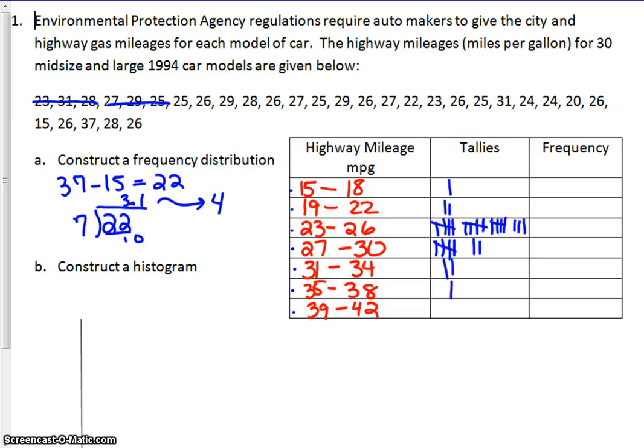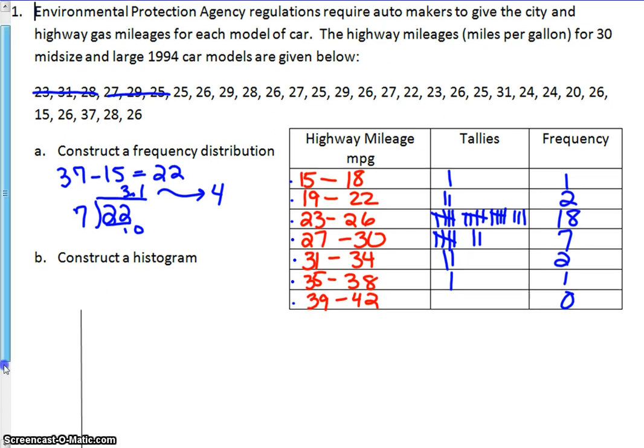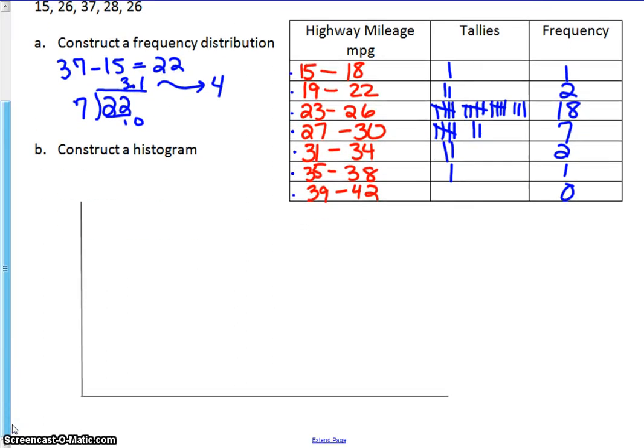Okay, now I've gone through the whole list and I've recorded their tallies. What I found is that there's 1 value between 15 and 18, 2 between 19 and 22, 18 values between 23 and 26, 8 values, or excuse me, 7. I can't read my own writing there. Sorry about that. 7 values in the next class, then 2, 1, and 0. So the next idea is I need to take that information and make a histogram from it.